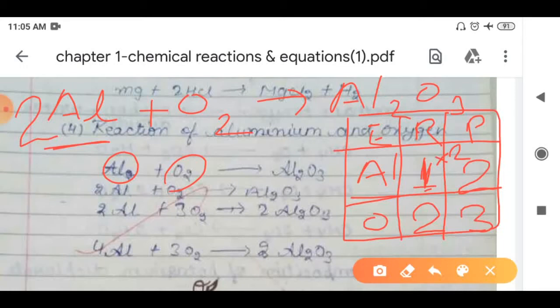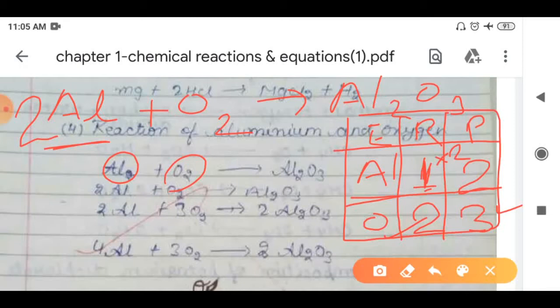Now the next term is oxygen. Here two oxygen atoms are present in the reactant side, and three oxygen atoms are present in the product side. So one way is to make the 2 into 3, or the second one is what? We have to make the 3 oxygen atoms into 2.